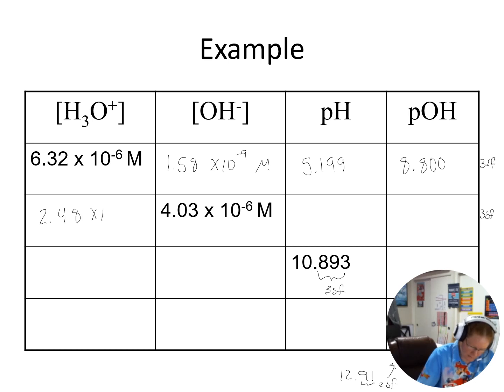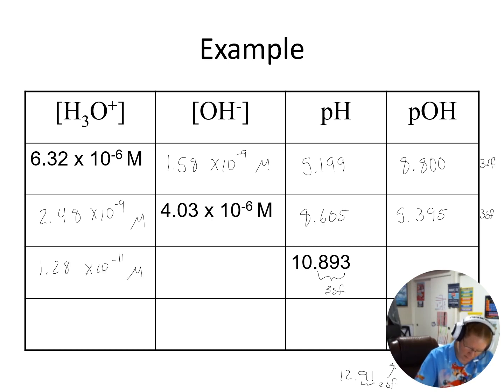Okay? This one we get 2.48 times 10 to the negative 9th molar. A pH of 8.605, a pH of 5.395. Okay, 1.28 times 10 to the negative 11th molar, 7.82 times 10 to the negative 4th molar, and then 3.107. Try to squeeze that in there.